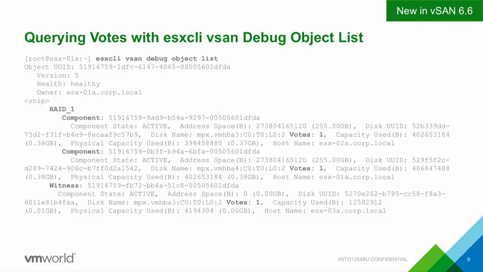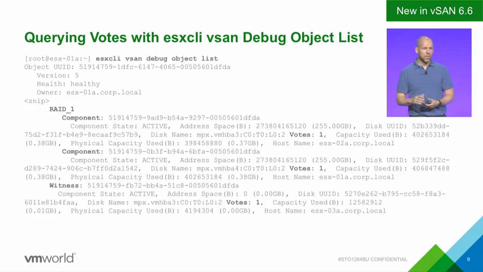Okay, you have this witness mechanism, there's a voting mechanism. How can I actually see from the command line or in the UI how many votes each of the components has, so that when there's a partition, I know which partition will gain access? And that's what you can use this ESXCLI command for. You go to the ESX prompt, you enter the ESXCLI command, debug object list, and it will show you for each of the different components who owns what.